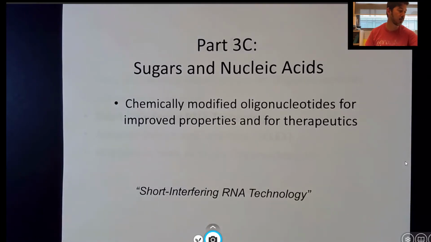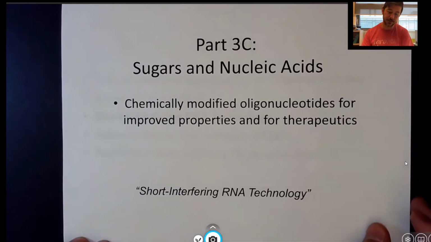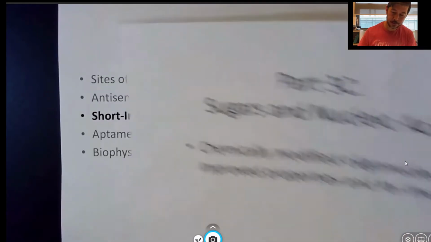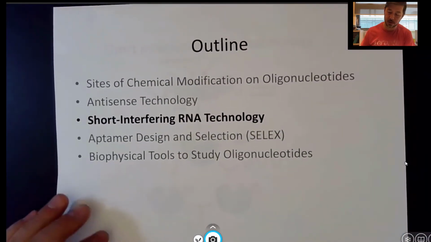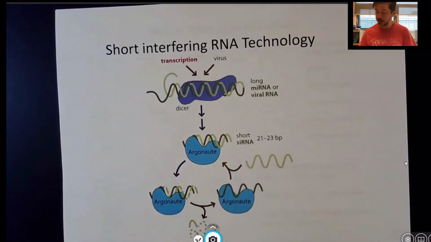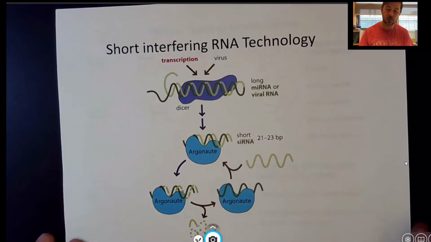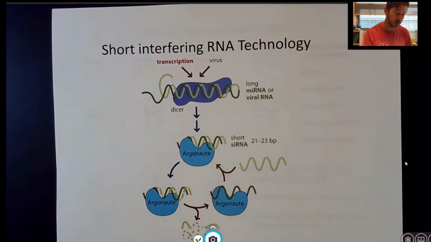Today we're going to talk about part 3C of sugars and nucleic acids, and this is going to focus on short interfering RNA technology. All right, so we're partway through, as you can see through the outline here. Short interfering RNA technology: what is it and how does it work, and how can we use this to develop therapeutic oligonucleotides?